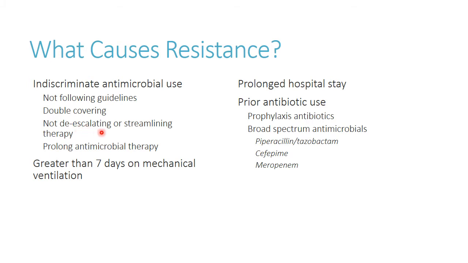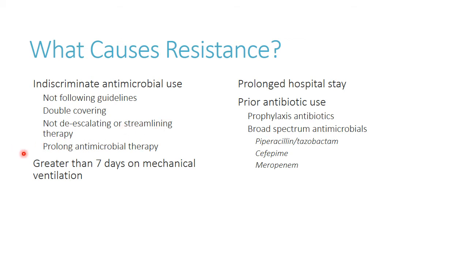If we do not de-escalate or streamline therapy, which means we need to go from very broad spectrum, which is appropriate when you're first initially treating a patient, you need to narrow that down based on what your culture results come back as. So, for instance, if I use a really big broad spectrum antibiotic to start off a patient, say for pneumonia, and their culture comes back and it says, hey, it's sensitive to this one very narrow spectrum antibiotic, I need to switch over to that, right, if it's appropriate. If you don't do that, then you're going to, again, see more resistance.